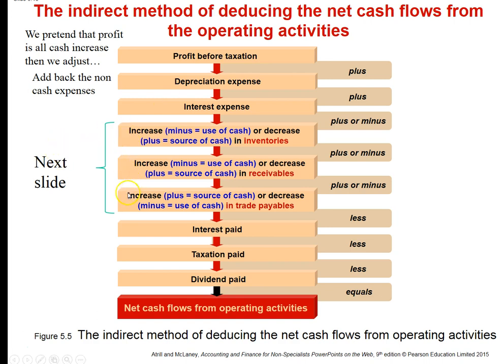Then we've got this rather complicated area where we talk about inventories and receivables, where an increase is a use of cash and a decrease is a source of cash. So really what I wanted to do was just to explain that. Just to continue on, we then deduct the interest that is actually paid, and then the tax that is paid and the dividends that are paid, and that gives us our net cash flow from operating activities.